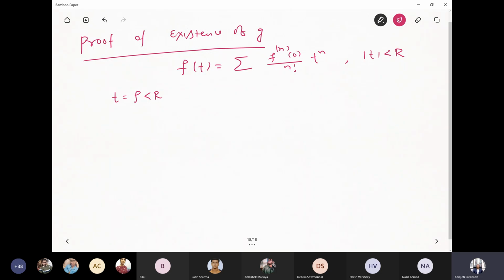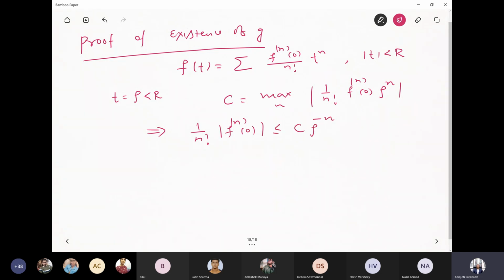Therefore, I can straight away use that. I can take C to be the maximum over n of mod 1 by factorial n of F^(n)(0) into rho power n. Take this as a maximum. So this implies that 1 by factorial n times mod F^(n)(0) is less than or equal to C rho power minus n, for all n. This we have from the given assumption that F is a real analytic function.